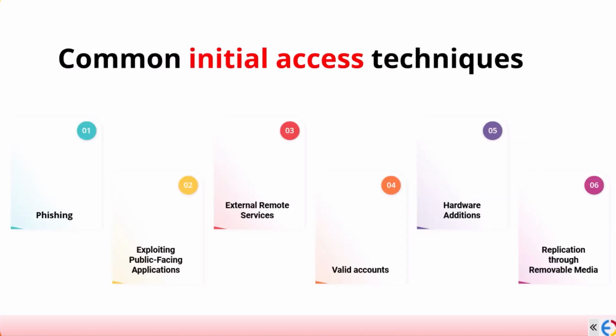Adversaries employ various techniques to gain unauthorized access and compromise systems. Phishing involves sending deceptive messages to trick users into providing access credentials or other sensitive information. Exploiting public-facing applications involves taking advantage of vulnerabilities in internet-facing software to gain entry. External remote services like VPNs are leveraged by adversaries to access networks remotely. Using valid accounts obtained through different techniques allows attackers to utilize legitimate credentials for unauthorized access.